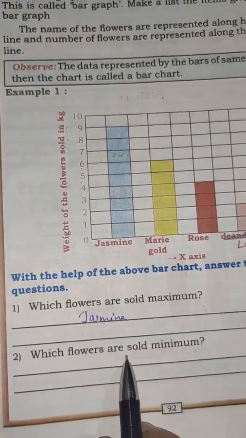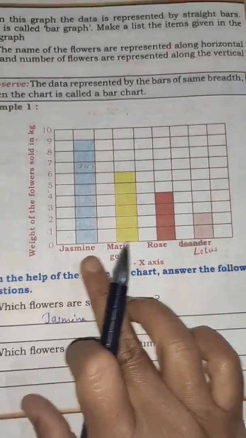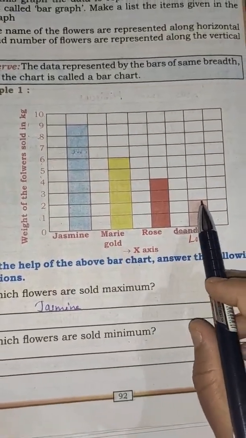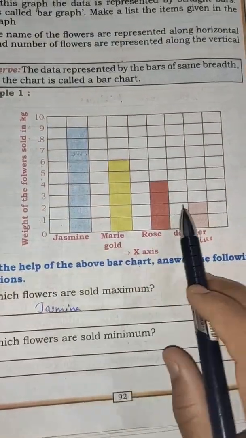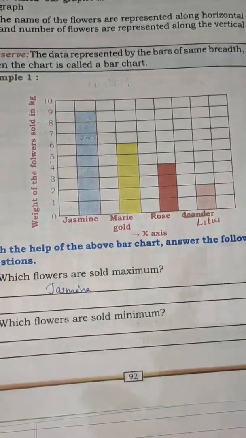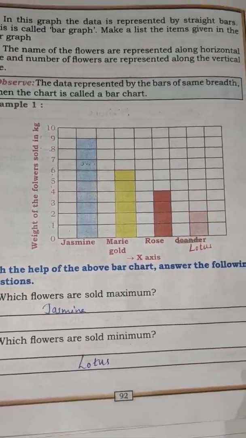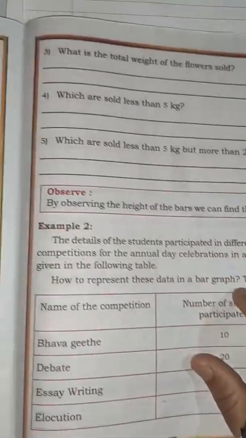Next, which flowers are sold minimum? Here you can see this is a small bar, isn't it? It reaches 2. So this is the lotus. Which flowers are sold minimum? Lotus. Okay. Now come to page number 93.